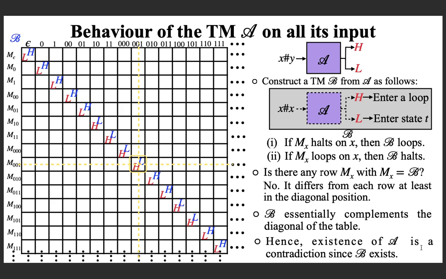existence of A to solve the halting problem is a contradiction, because B is a Turing machine and there exists a binary encoding for that Turing machine. That is very clear. But we are getting a contradiction because we are proving that no binary string can represent B. That's a contradiction. And thus we proved that the halting problem for Turing machines is undecidable. With this we are finishing this lecture.